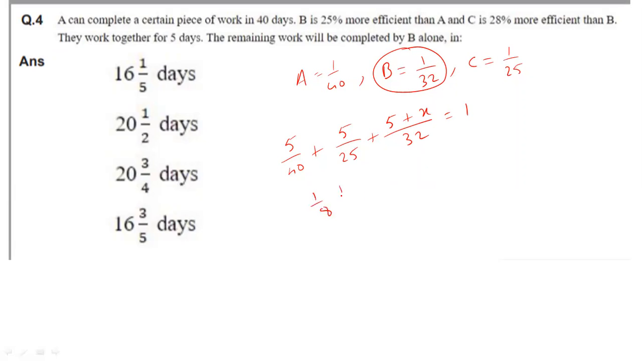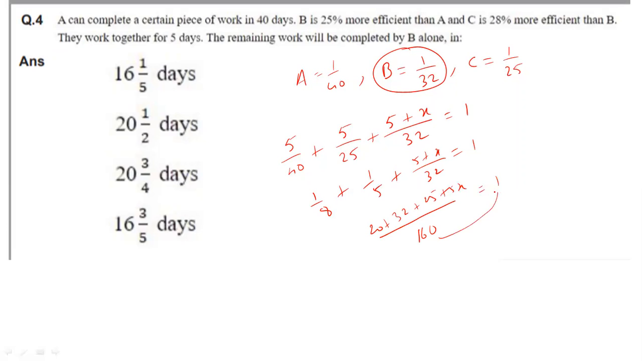So this is 1/8 + 1/5 + 5/(x·32) = 1. For 32 and 8, and for 32 and 5, the LCM we can take is 160. So taking the LCM, 20 + 32 + 25 + 5x = 1.